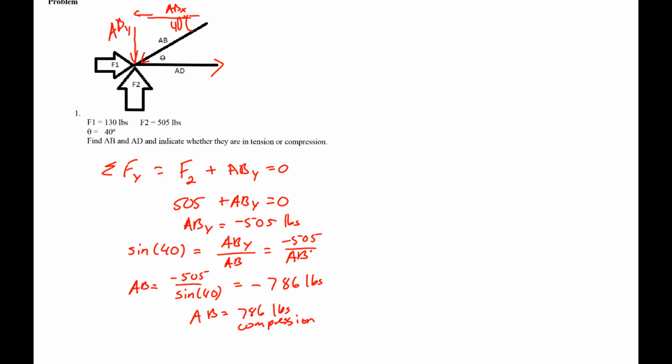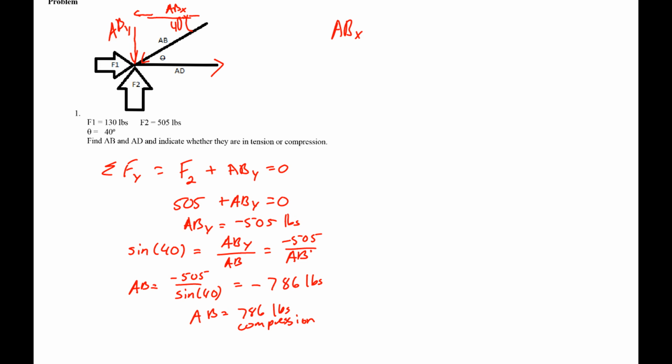So now we're going to solve for AD, and what direction are we going to use? AD. We still start out thinking that one's in tension. And if you look at what ABX was, it makes sense that it has to be the opposite direction. It has to be going left because this was going right. This one has to be going the opposite way for them to add up to 0. So to find AD, we're going to use the x direction. First thing we want to find is ABX.